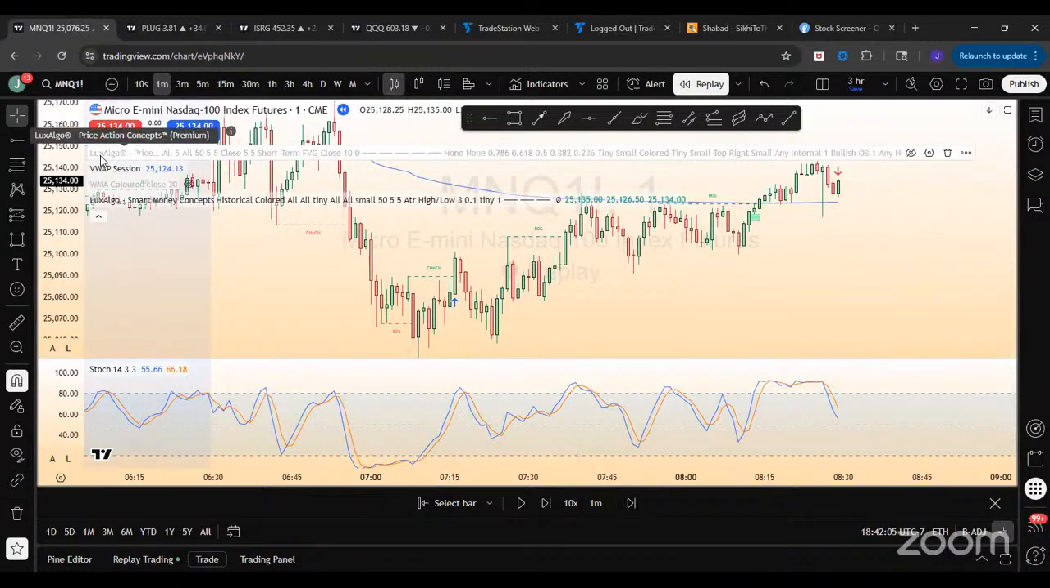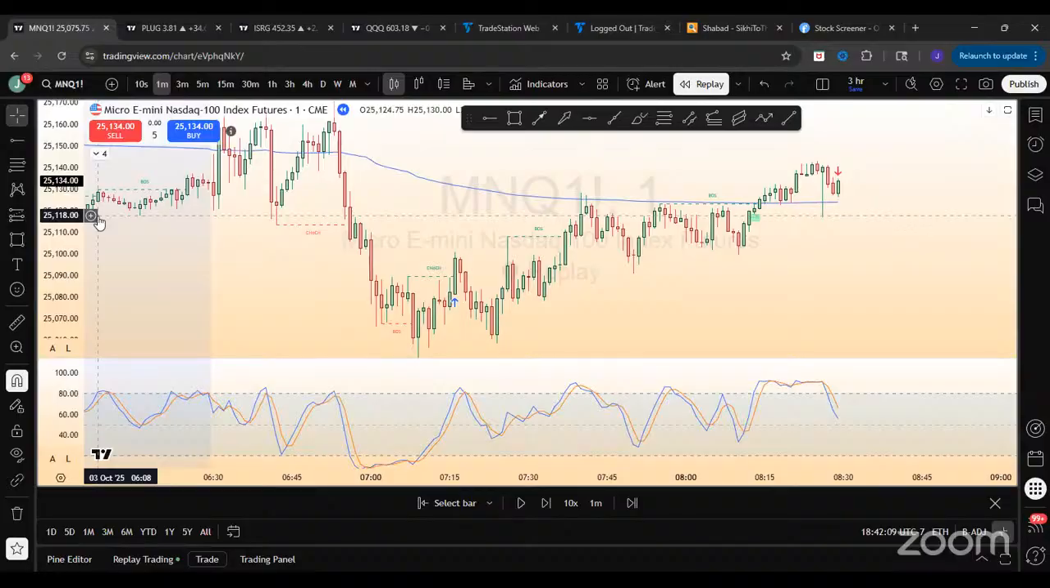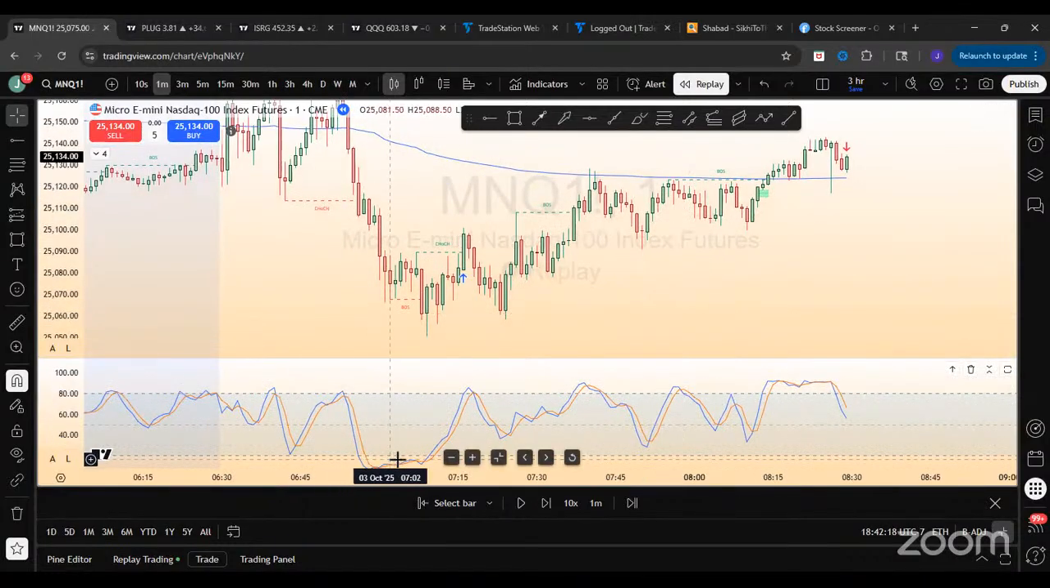It's similar to RSI, but it is not RSI. RSI is a little bit slower than Stoch. That's why I don't use RSI. Stoch works a lot better from my experience. So here it was in the oversold. When both of these lines go below 20, it means it has been oversold a lot.